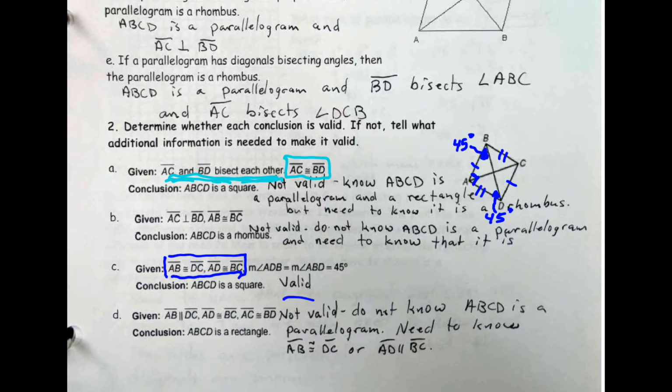And part D. We know AB is parallel to DC, AD is congruent to BC, and AC is congruent to BD.